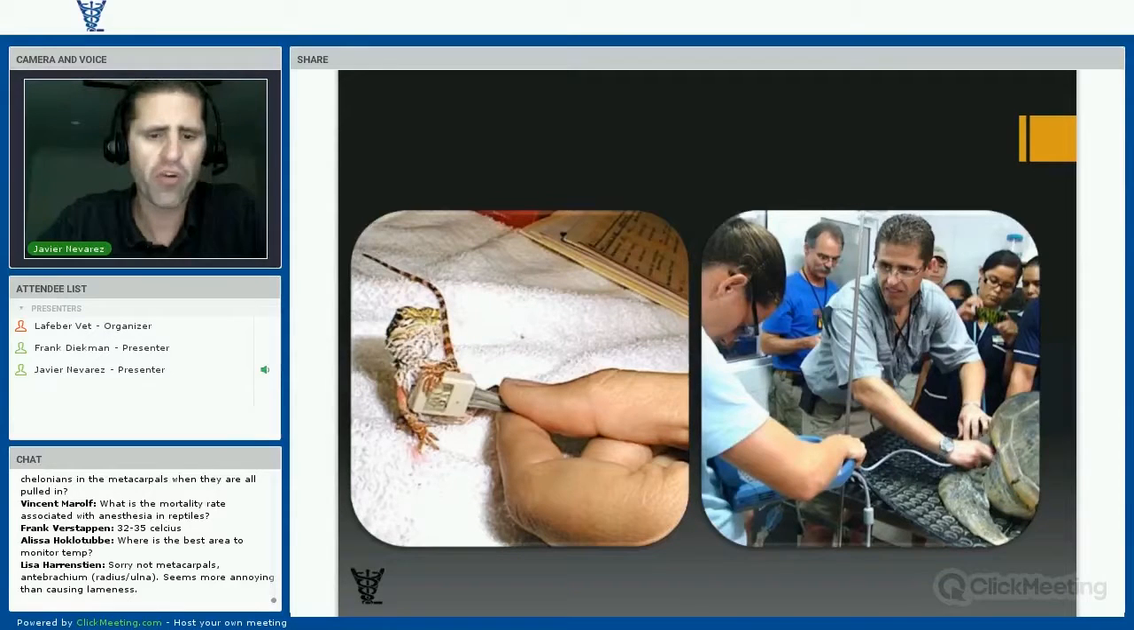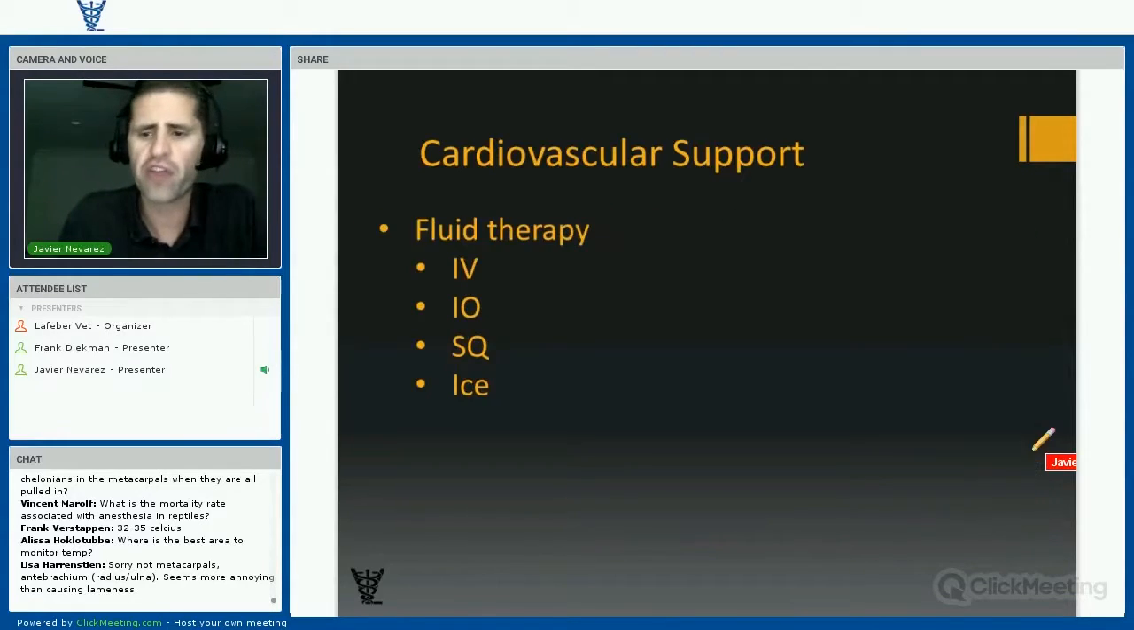We placed the ultrasound probe and looked at the heart straight. We were able to get a heart rate. We were able to look at the contractility of the heart, make sure that it was staying consistent. So that actually worked really, really well. Fluid therapy is something else that's very, very important. People forget about this all the time.